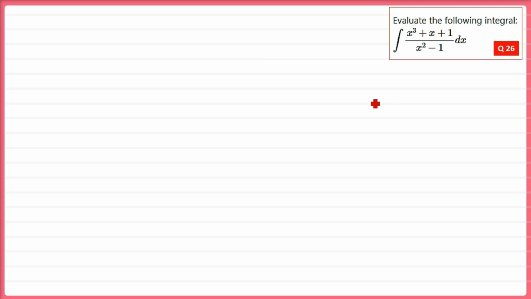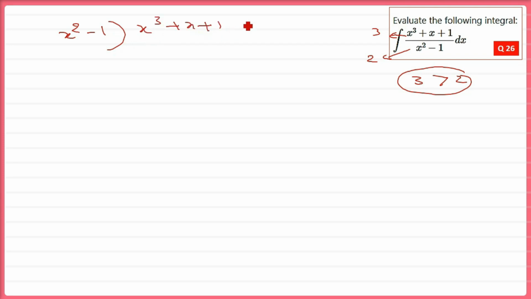Now in this question, it's not a proper rational function. How? The numerator has an order of 3, the denominator has an order of 2. So the order of the numerator is higher than the order of the denominator. First you have to make it a proper rational function. For that you need to divide this, that is, you have to reduce the numerator's power. So x square minus 1 here, x cube plus x plus 1 here.